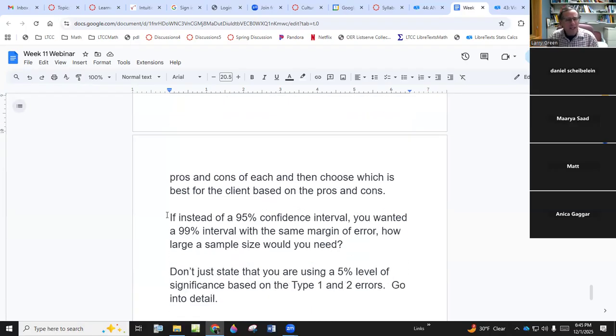All right. Another thing you should do is, if instead of a 95% confidence interval you wanted a 99% interval with the same margin of error, how large a sample size would you need? Don't just state the number, explain how you came up with it. There's some math involved, and that's something you might need help with, but make sure you do it. Talk about it. That's all about the margin of error and the sample size, so there's a lot involved.